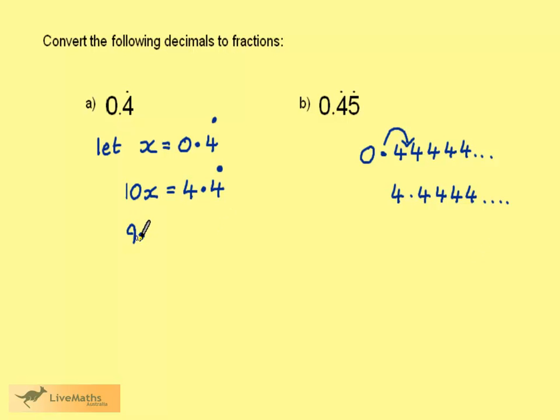Now consider 9x, which is 10x take away x. So 9x is 4.4 recurring take away 0.4 recurring, which is just 4. We're doing this number take away this number, so we lose the decimal expansion. And therefore x is equal to 4/9. So we can write that 0.4 recurring is equal to 4/9.